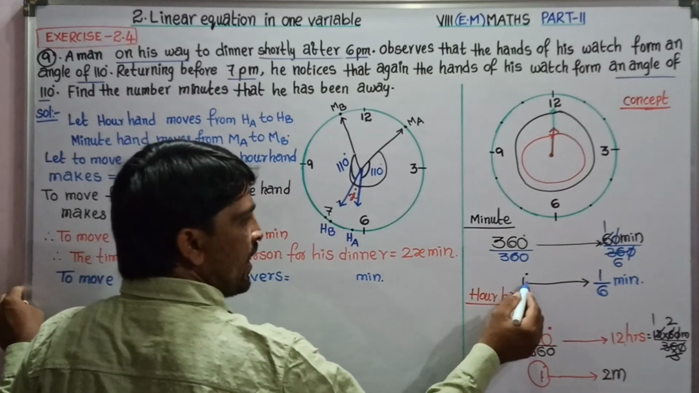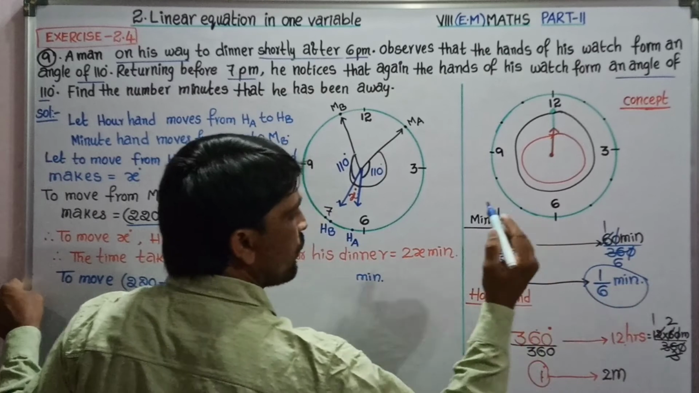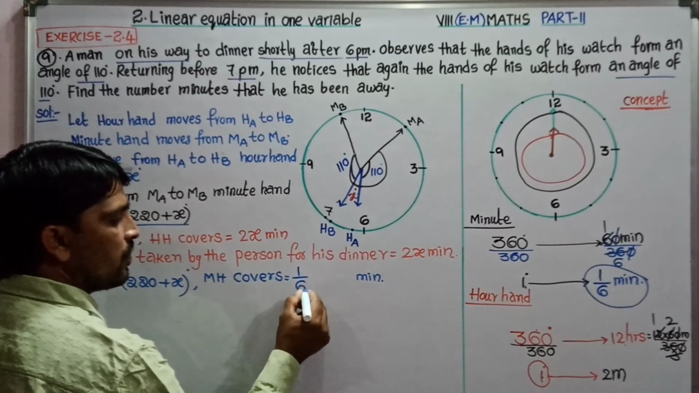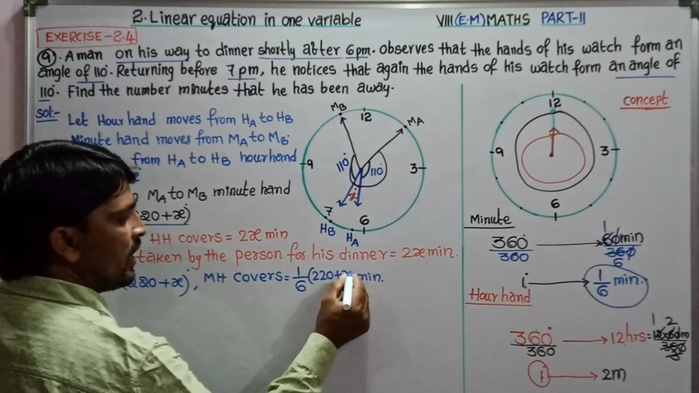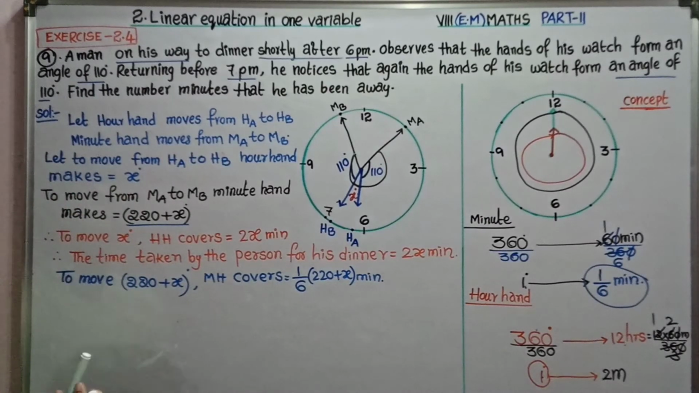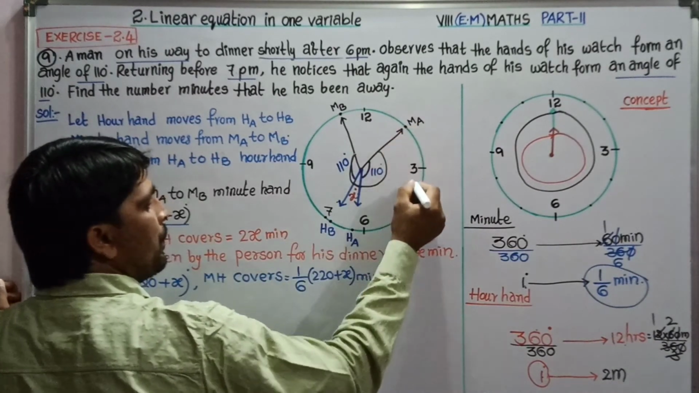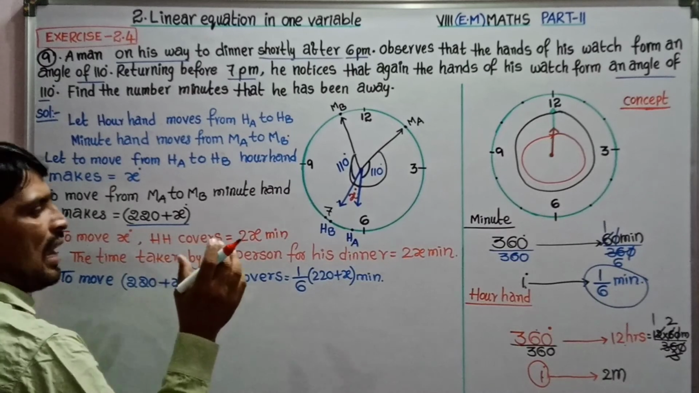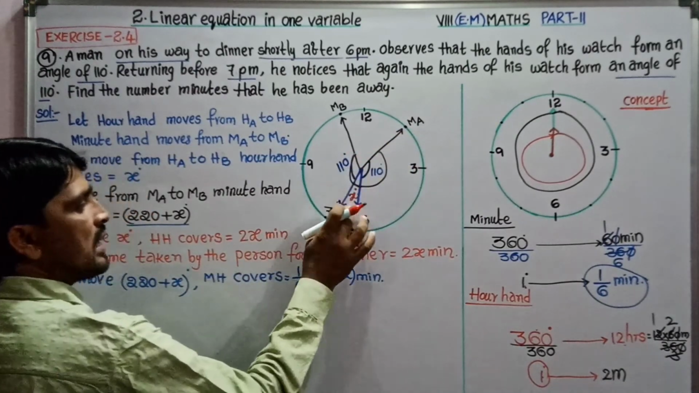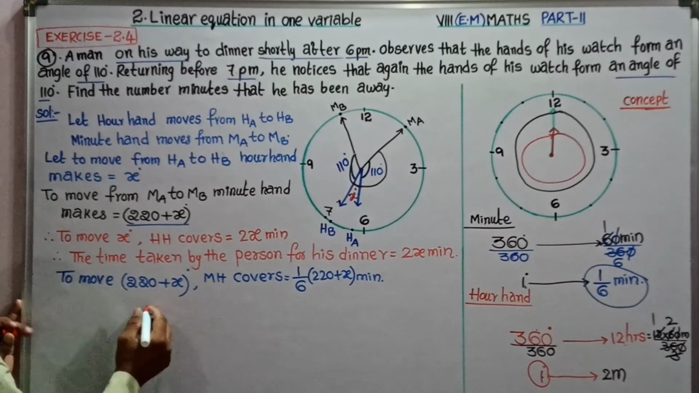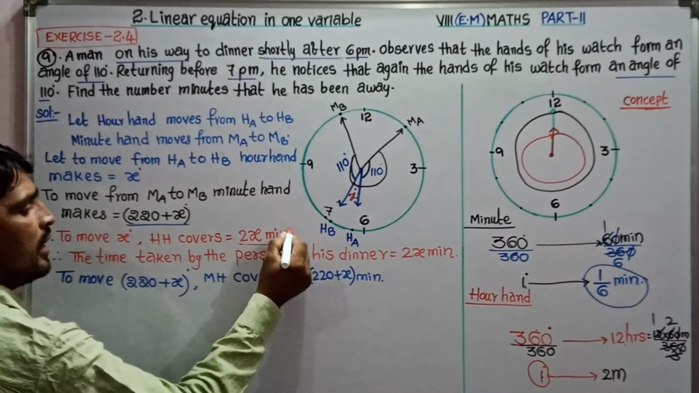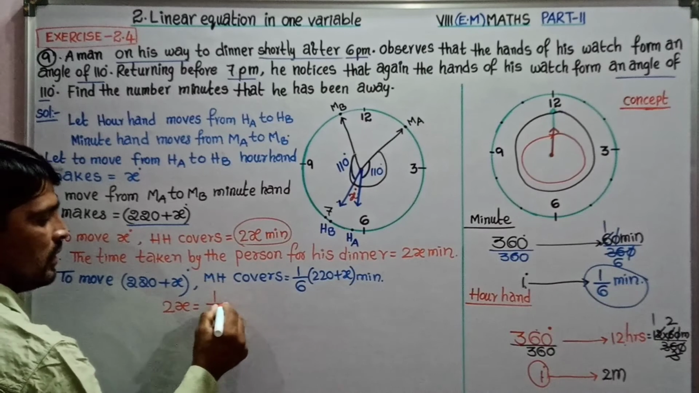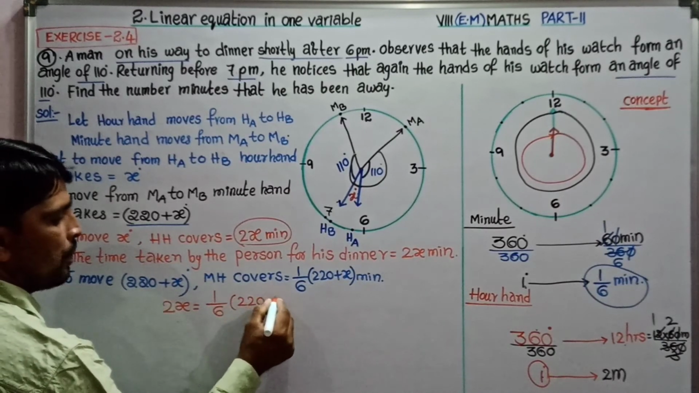Since to move 1 degree angle the minute hand covers 1 by 6th of a minute, to move 220 plus x degree angle the minute hand covers 1 by 6th of 220 plus x minutes. But when the minute hand moved from MA to MB, the hour hand moves from HA to HB, and the time elapsed by the minute hand is equal to the time elapsed by the hour hand. Therefore, the time elapsed by the hour hand, 2x minutes, is equal to the time elapsed by the minute hand, that is 1 by 6th of 220 plus x.